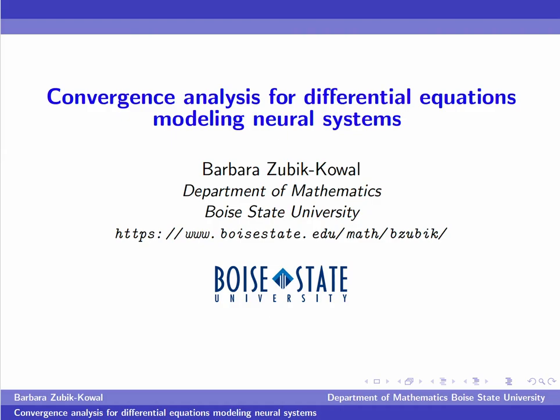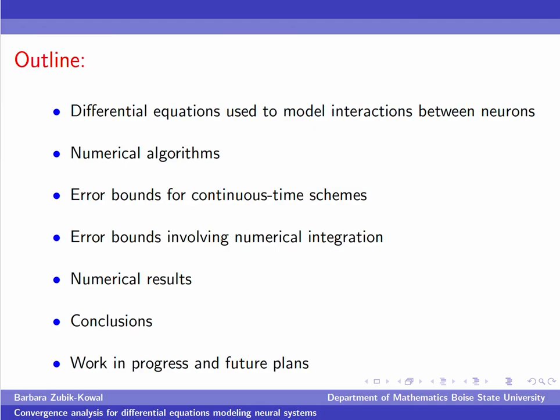This talk is dedicated to differential systems employed in modeling neuronal interactions and convergence analysis for their numerical solutions. The outline of this talk is the following. In the first part, I will introduce a model for the interactions between neurons. Then in the second part, I will present numerical algorithms designed to solve this model numerically.